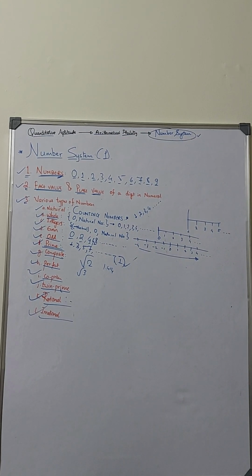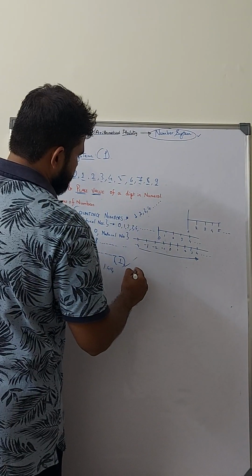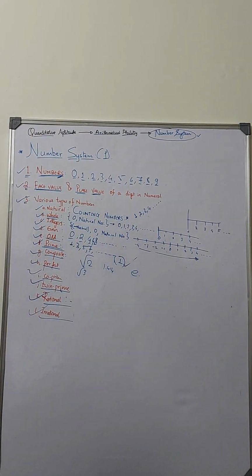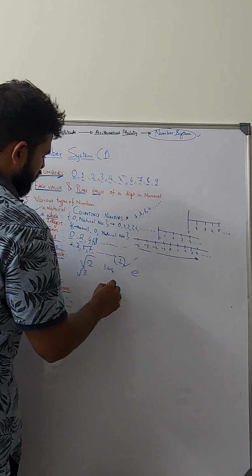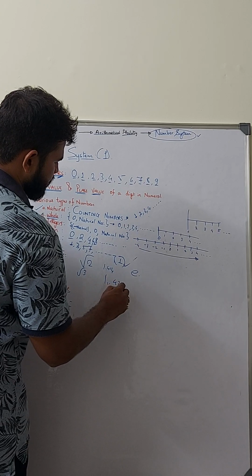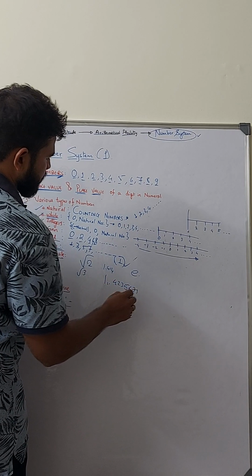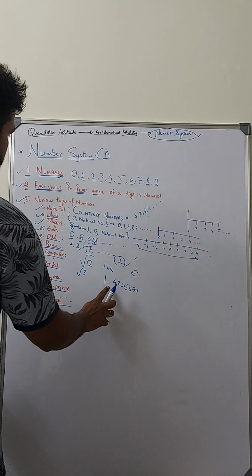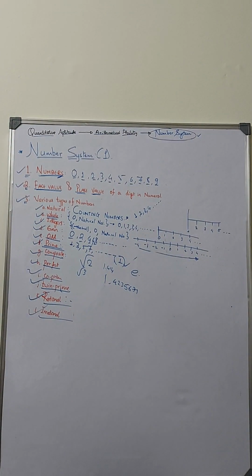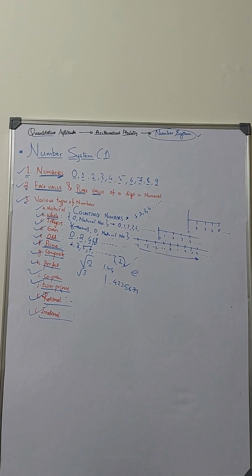For example, you can take root pi, epsilon, yeah. These are all 1 point something like 4, 2, 3, 5, 6, 7, 1. Yeah. So these are irrational numbers. Got it? They should be in non-repeating form.